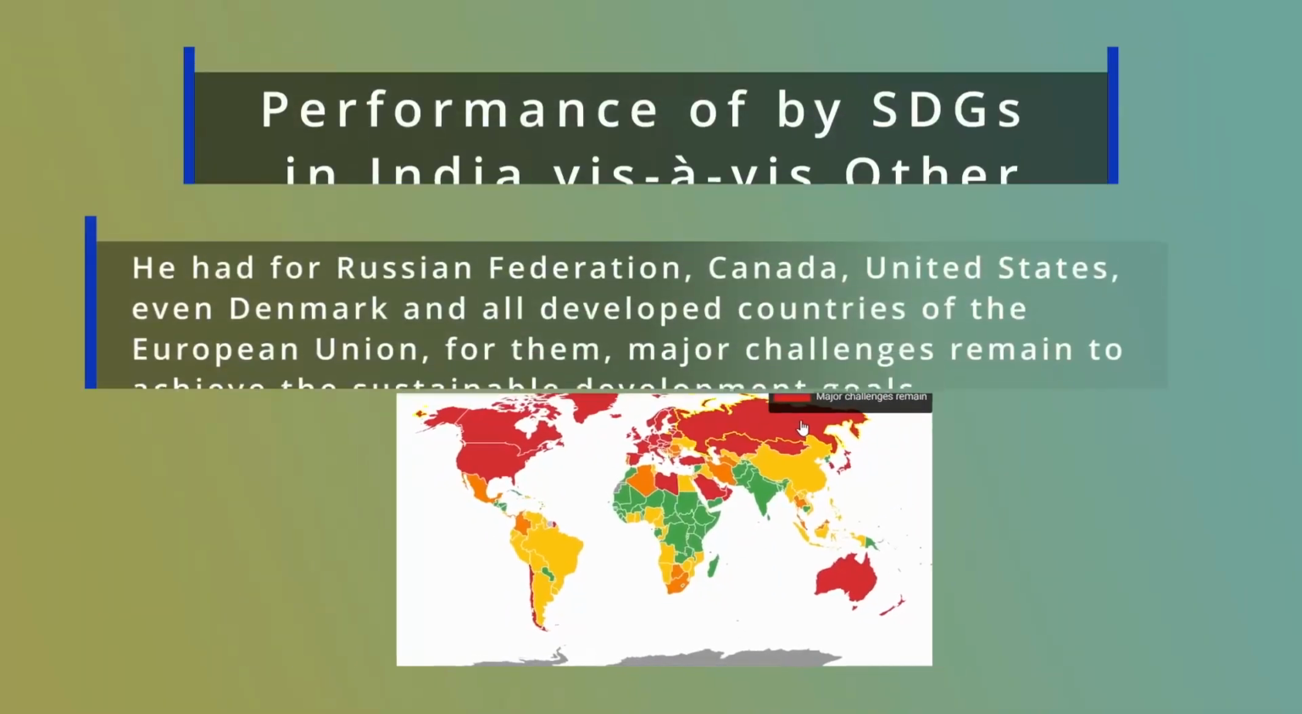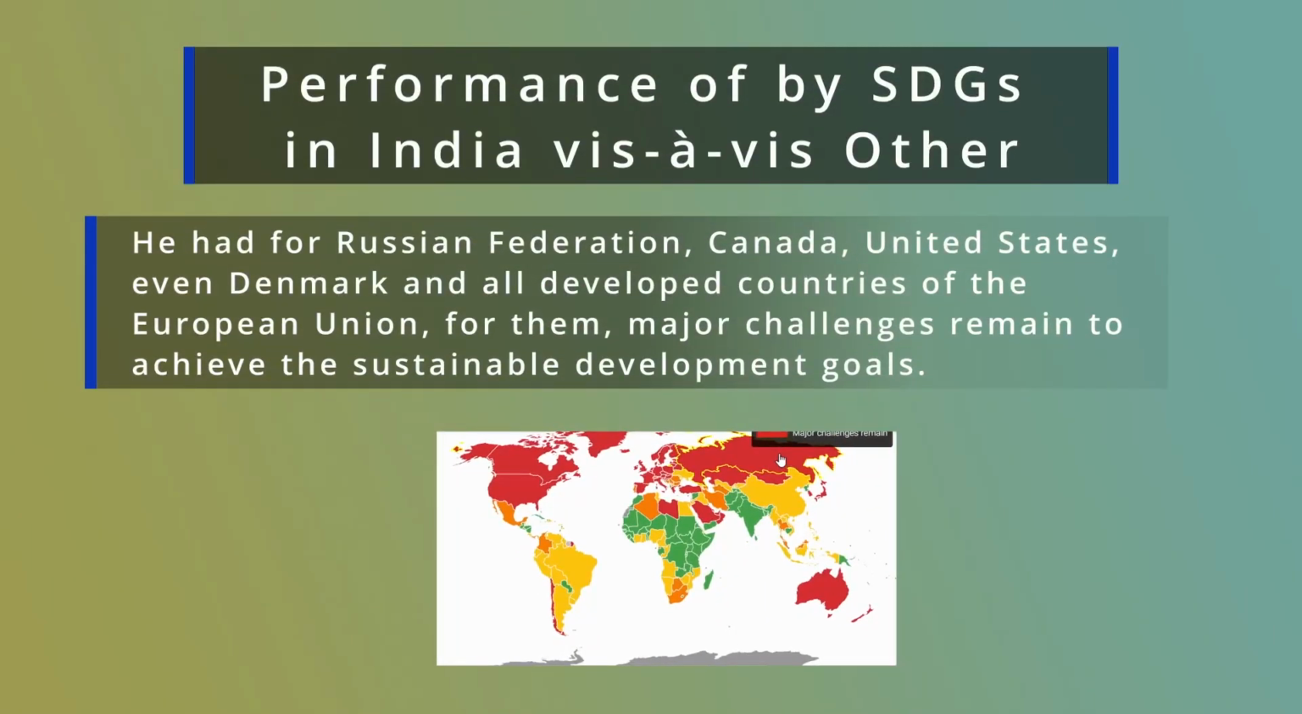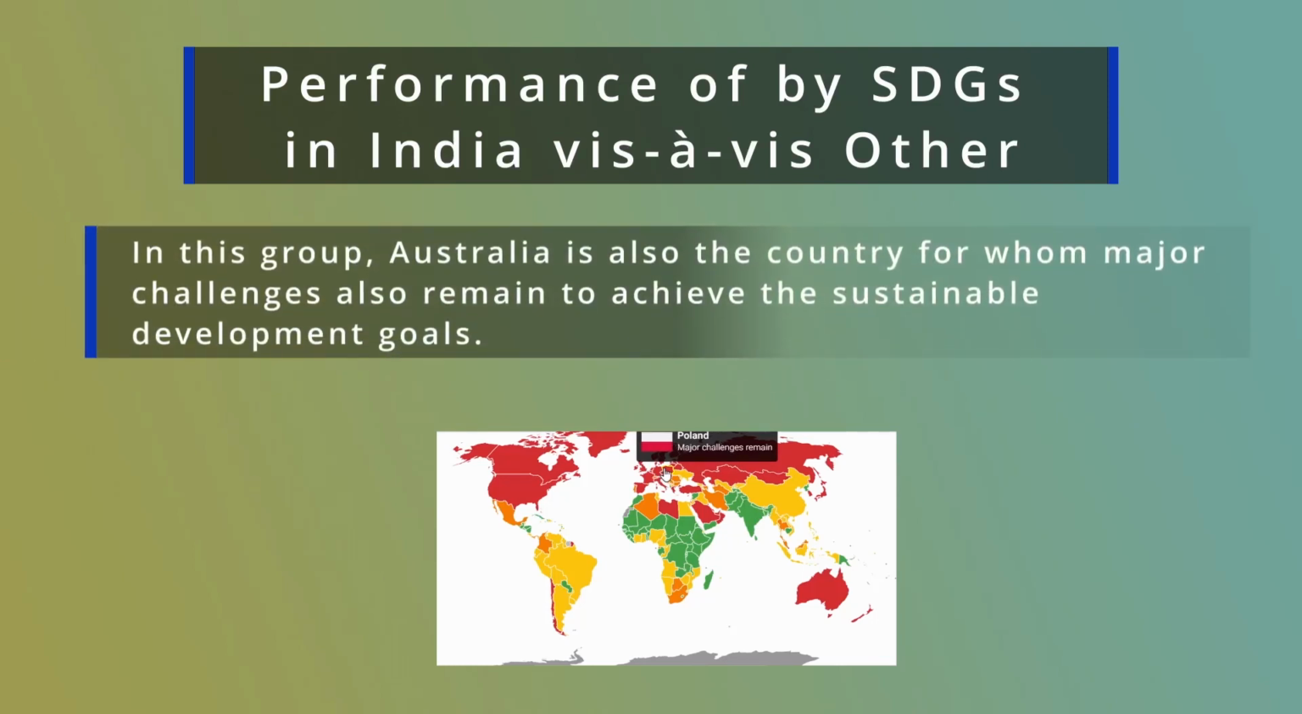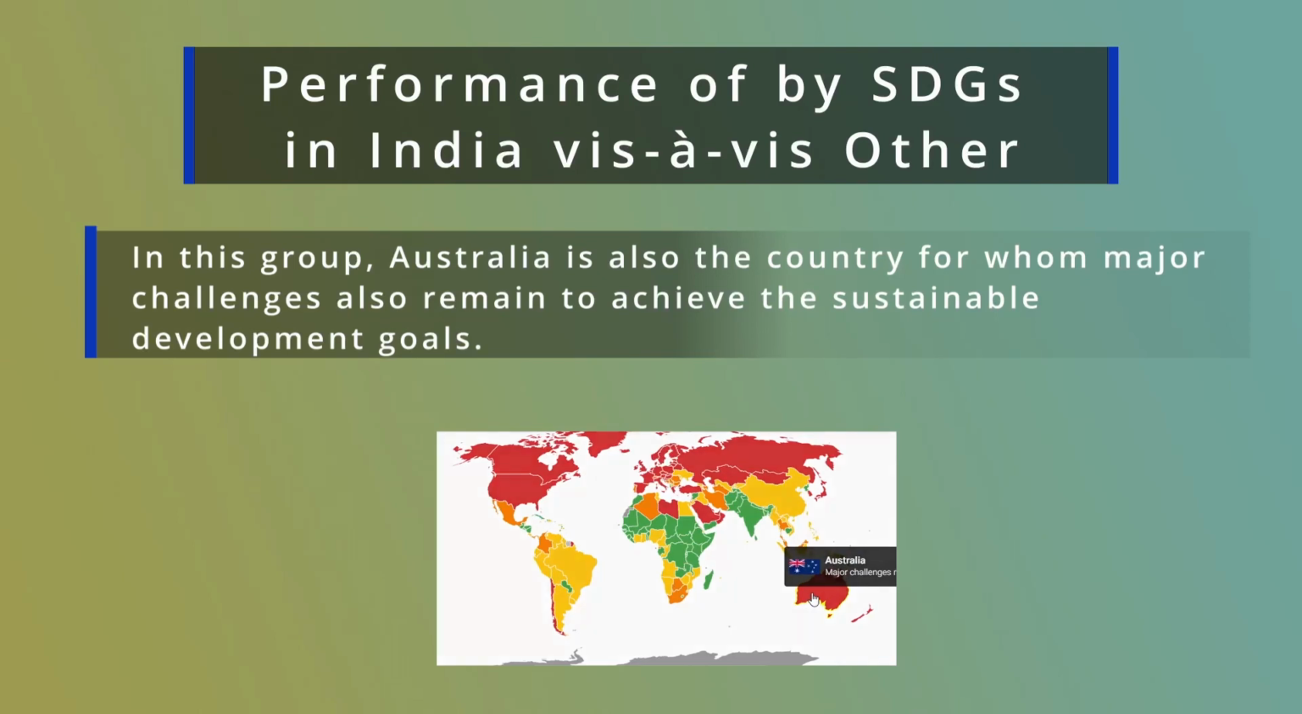And here for the Russian Federation, Canada, United States, even Denmark, and all developed countries of the European Union, major challenges remain to achieve the sustainable development goals. In this group, Australia is also a country for whom major challenges remain. Similarly, we can understand the relative position of different countries in respect of the achievement of the sustainable development goals with the use of this interactive map.